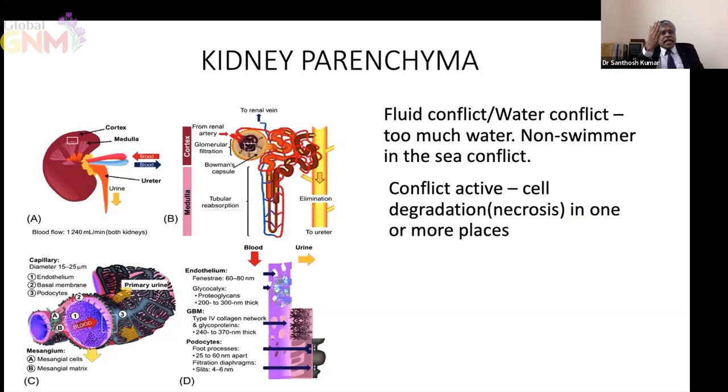So if that type of conflict comes, in case of kidney parenchyma, in the endodermal tissue, there will be first cell multiplication followed by cell degradation. In case of mesodermal layers, there will be first cell degradation, necrosis will be there in one or more places.